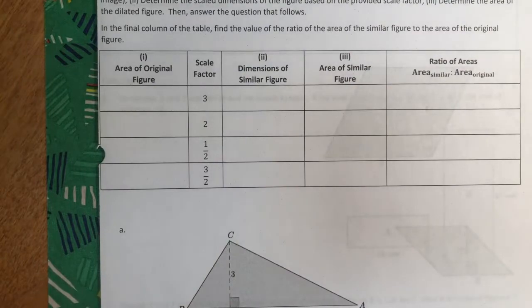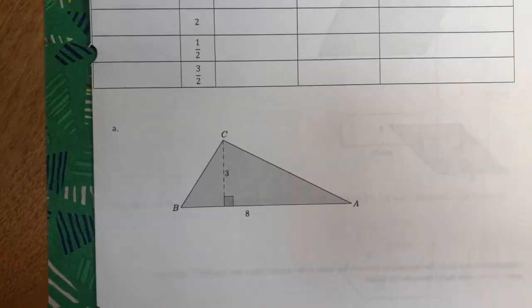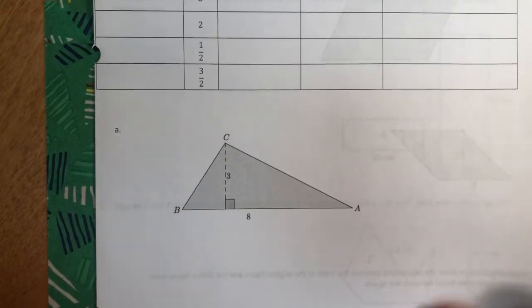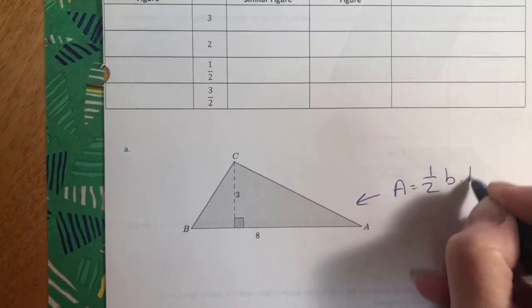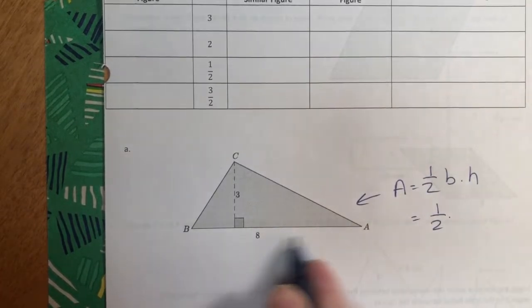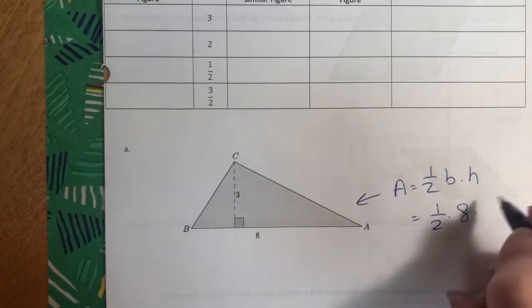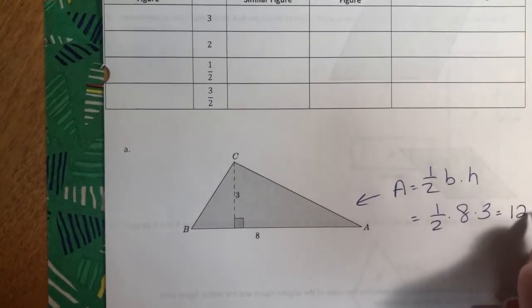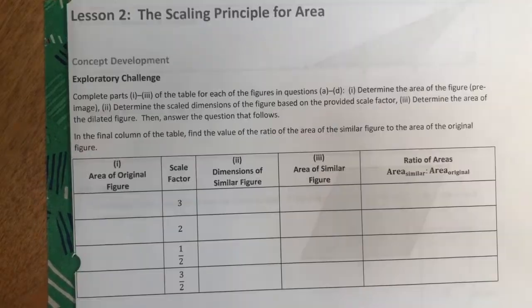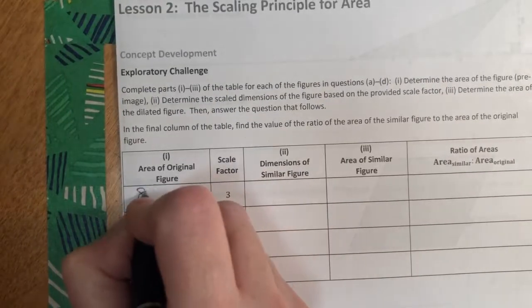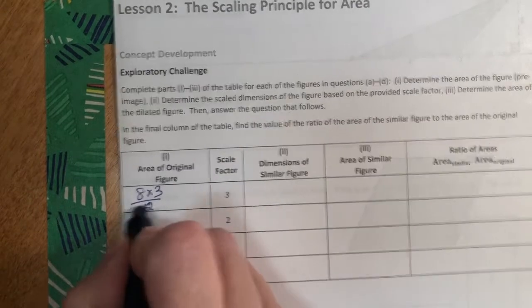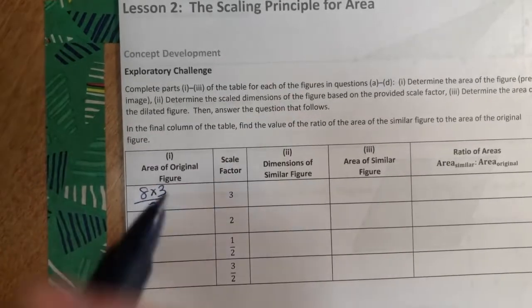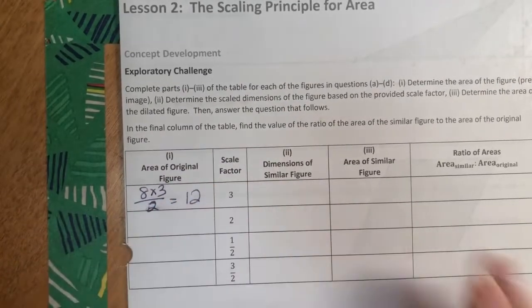All right, let's do a little experiment here and explore this. If we have a triangle, the original triangle, remember the area of a triangle is 1/2 base times height. So it's 1/2 times the base of 8 times the height of 3. 1/2 of 8 times 3 is 12. We're going to write that at the beginning of our table here. So this is 8 times 3 over 2, which is 12.